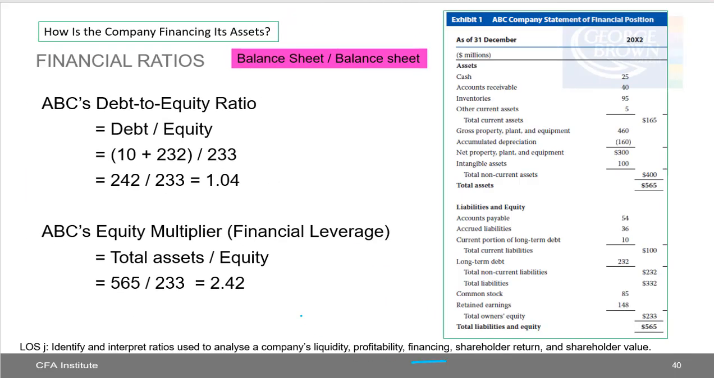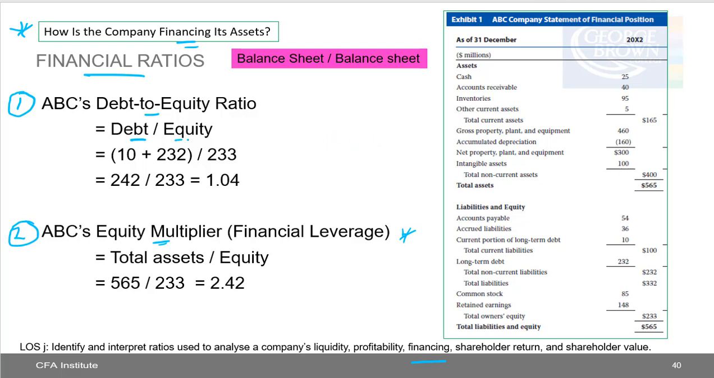Now we're moving on to the financing ratios or financial ratios. Recall the question is, how is the company financing its assets. So there are two ratios on this slide. One is the debt to equity ratio, and you can see the numerator is debt and the denominator is equity. The second ratio is ABC's equity multiplier, and this is a measure of financial leverage. You can see the numerator is total assets and the denominator again is equity. Okay, so this is not too bad. The denominator in both cases is equity. Numerator, ABC, debt to equity ratios. Debt to equity, that's easy.